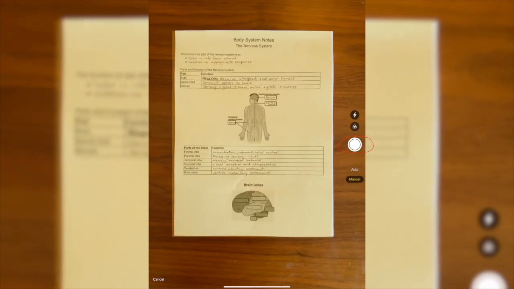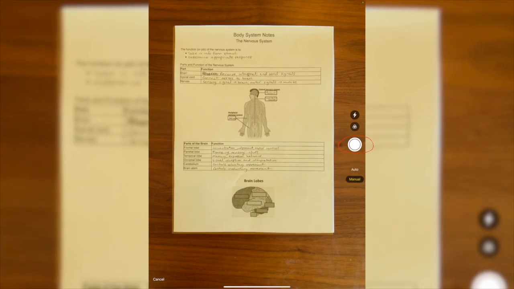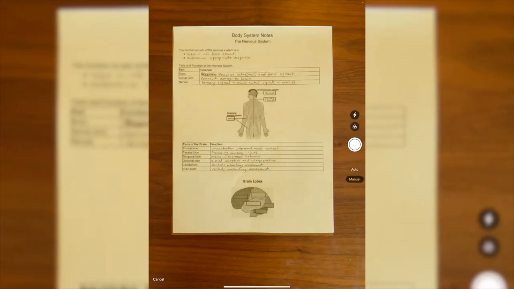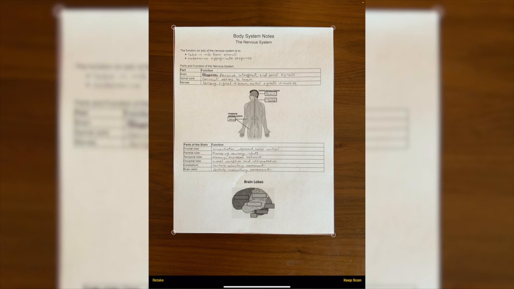When I'm ready, I can go ahead and tap the camera button to scan it. Now it brings it into an editing mode where I can adjust the corners to better line up with the document, so that everything looks just right. So that looks good. I'm going to tap Keep Scan.